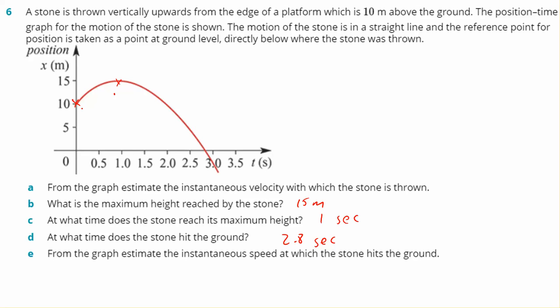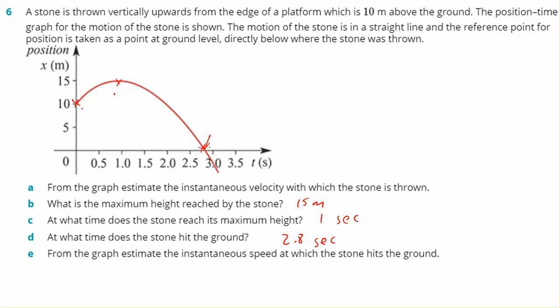A stone is thrown vertically upwards from the edge of the platform, which is 10 meters above the ground. Now, this is a bit of a tricky question because you sort of extend this a bit more. Actually, no, you don't. It's not tricky at all. We're just trying to find the instantaneous rate of change at that point.